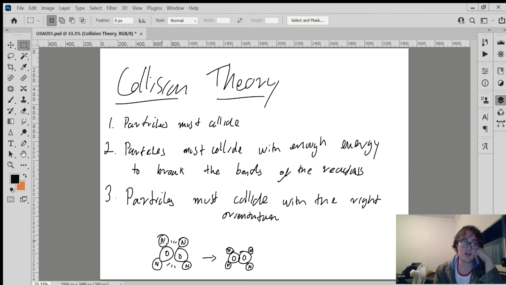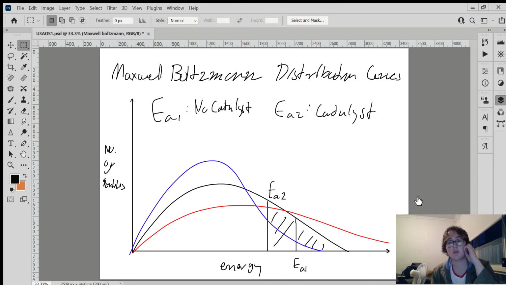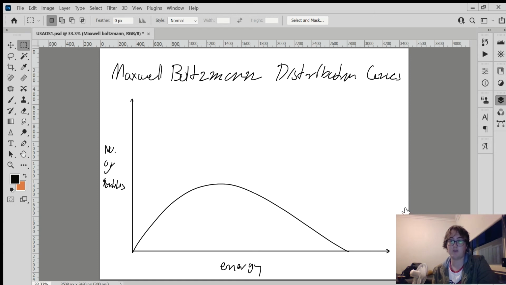Now, say the nitrogen was to bump into the oxygen, there would likely not be a reaction. Or, if they didn't bump into each other fast enough, they wouldn't have enough energy to overcome the bonds, and there would also not be a reaction. A way to qualitatively analyze this is using Maxwell-Boltzmann curves, or distribution curves.